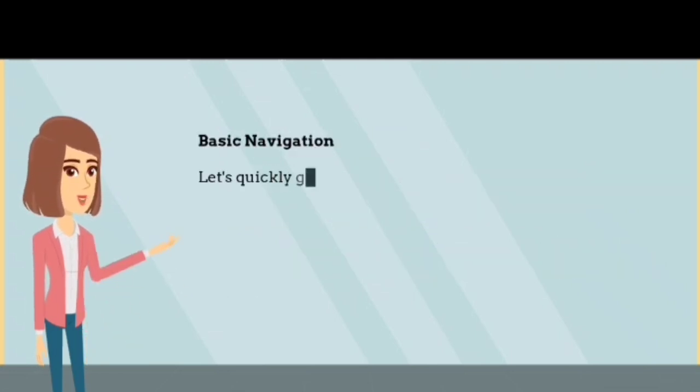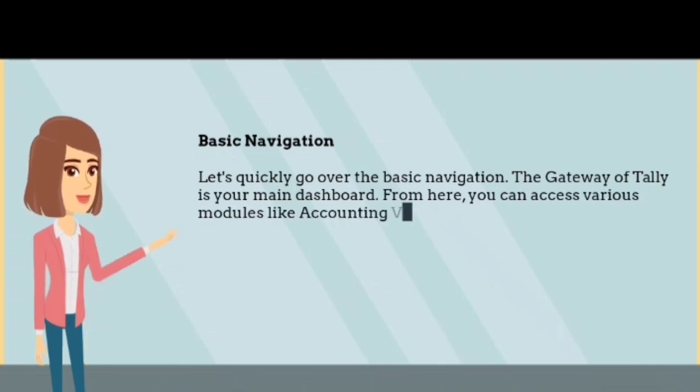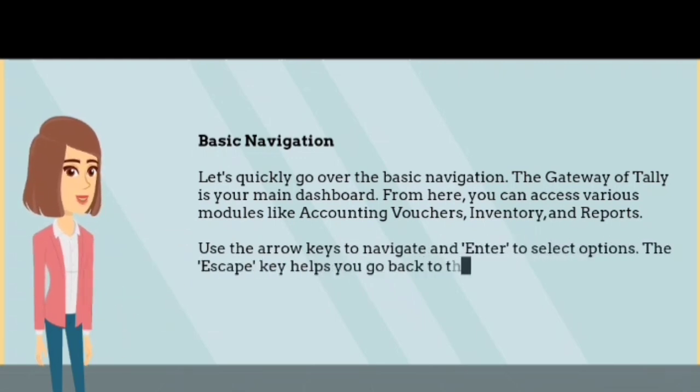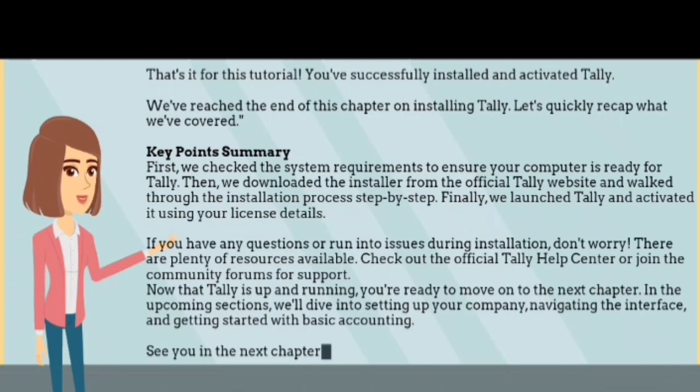Basic navigation. Let's quickly go over the basic navigation. The Gateway of Tally is your main dashboard. From here, you can access various modules like accounting vouchers, inventory, and reports. Use the arrow keys to navigate and Enter to select options. The Escape key helps you go back to the previous screen. That's it for this tutorial.